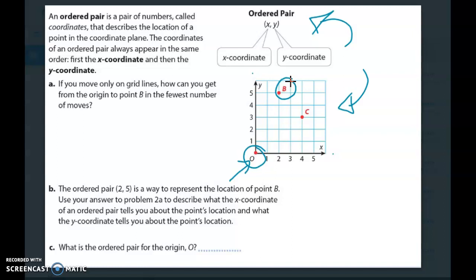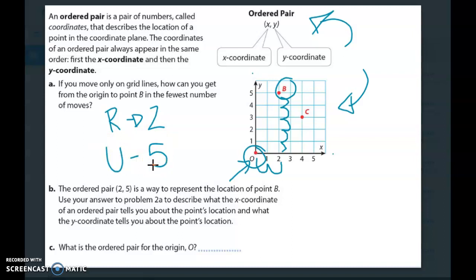Okay, so remember, we always go left to right first. So how many times am I going to go over to meet where the B point is? Let's think. 1, 2. So I would go to the right twice, and then I don't have to go left or right anymore, but I am going to go up. I'm going to go 1, 2, 3, 4, 5. How many times did I jump to go up? So I went up 5 times.